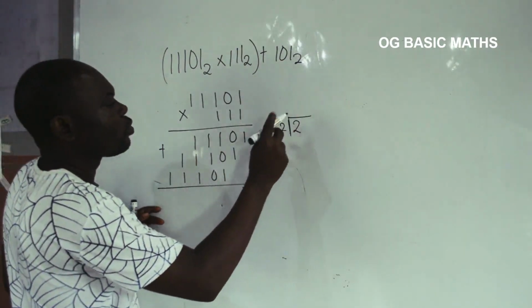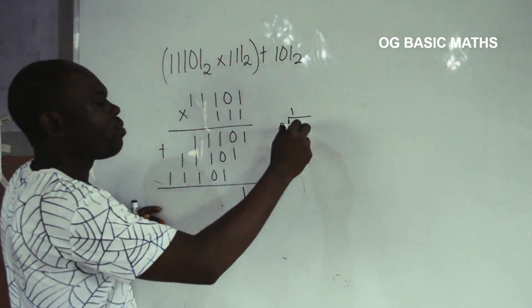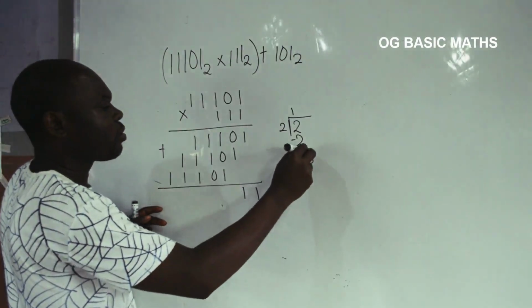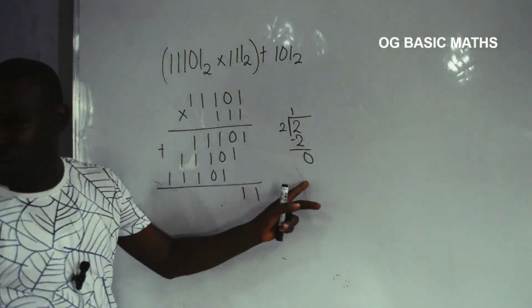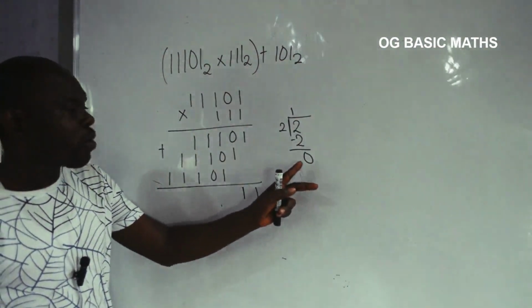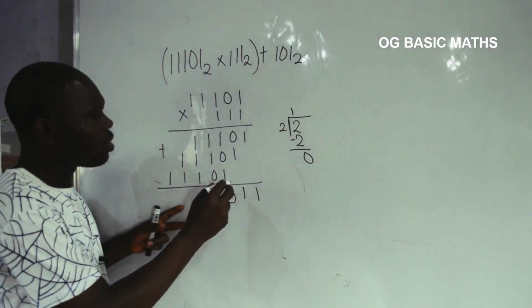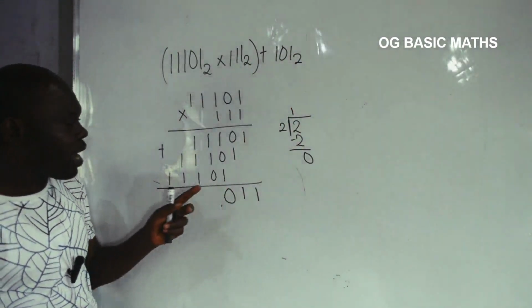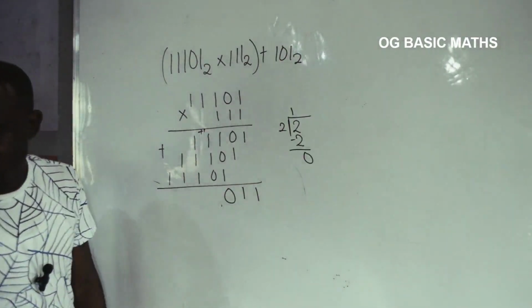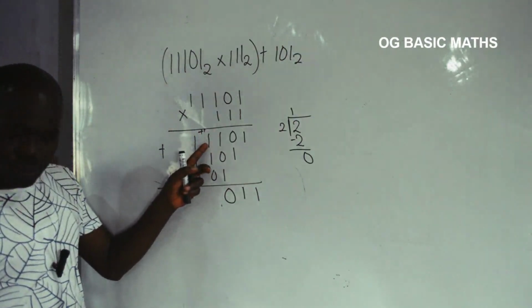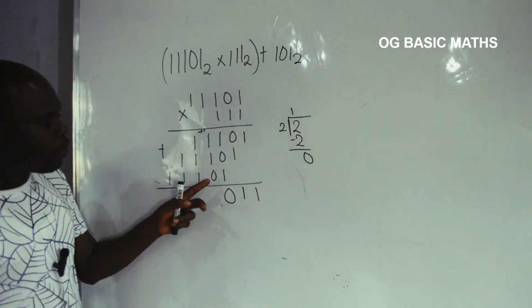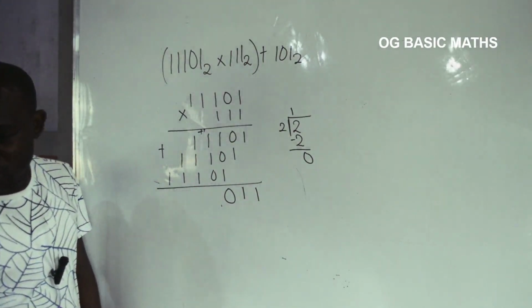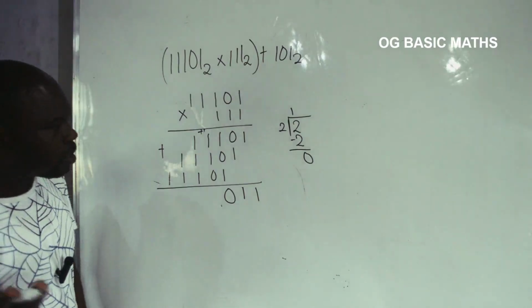2 divided by 2 is 1. 1 times 2 is 2. You subtract, you have 0. So you write this 0, and you keep the 1 here. You carry this one and add it to this one. 1 plus 1 is 2. 2 plus 1 is 3. 3 plus 0 is 3. You will not write 3 because 3 is bigger than 1. It's bigger than base 2.